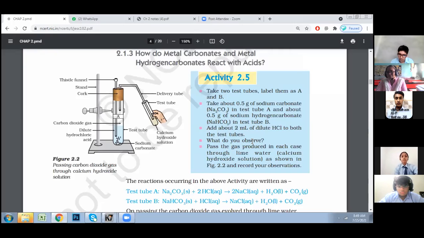So in this reaction, you can summarize here that when metal carbonates and metal hydrogen carbonates react with acid, put an arrow over here, they form salt plus carbon dioxide. Write down in your book only, Anubhav. They form salt plus carbon dioxide plus water, right?